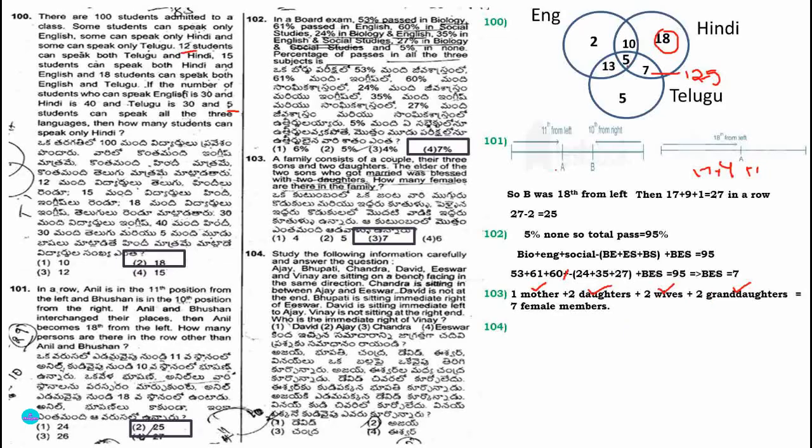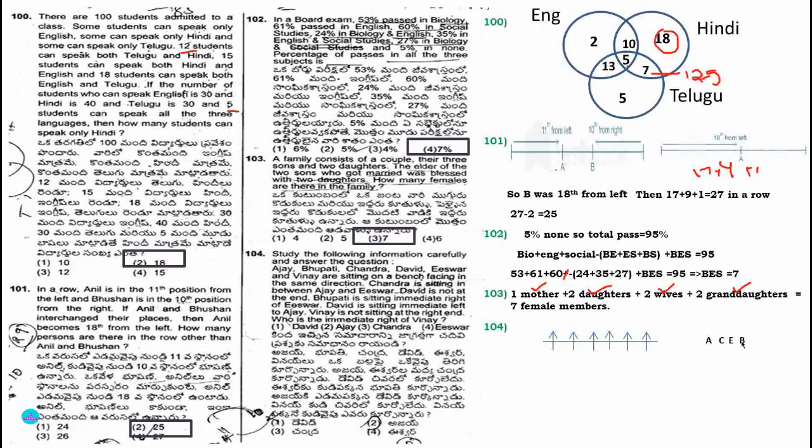Study the following information carefully. Ajay, Bhupati, Chandra, David, Ishwar and Vinay are sitting in a bench facing in the same direction. They are sitting in the bench facing same direction. Chandra is sitting in between Ajay and Ishwar. So what is it? First, I'll represent in ABCDs here. So Ajay and Ishwar. In between Ajay and Ishwar, Chandra is sitting. So in between A and E, C is sitting. David is not at the end. So Bhupati is that, we'll write it here.